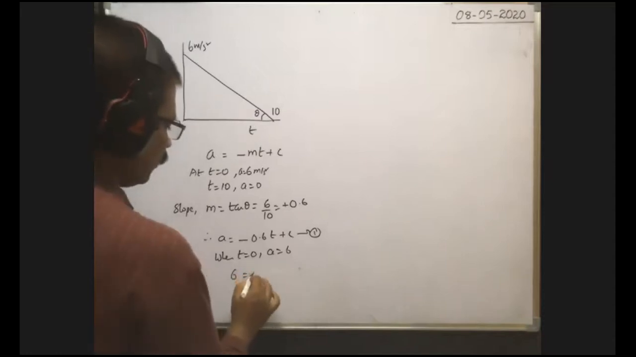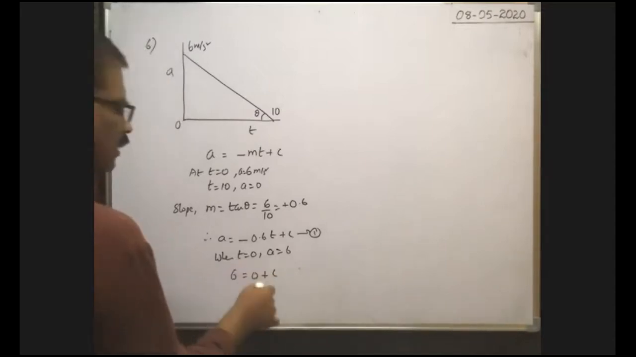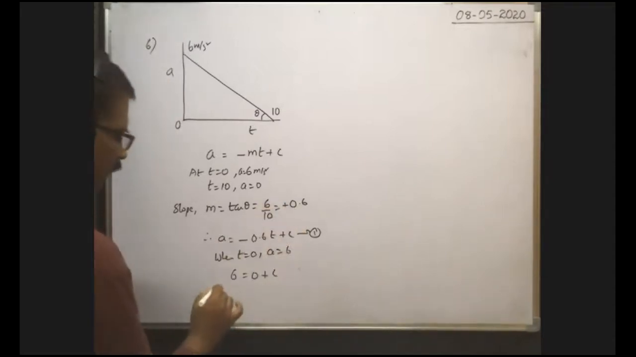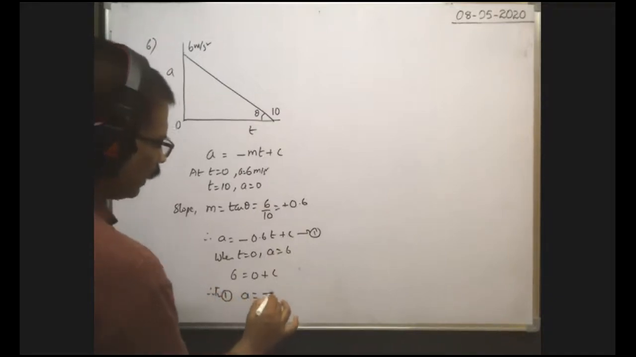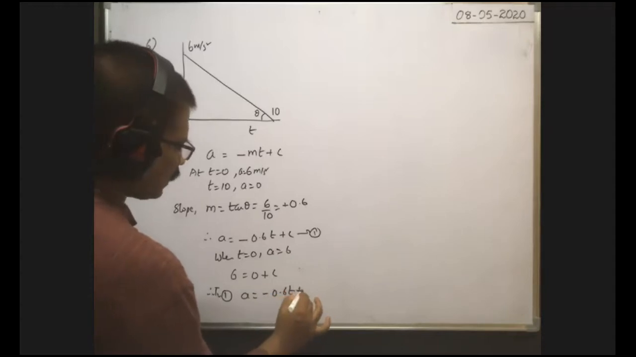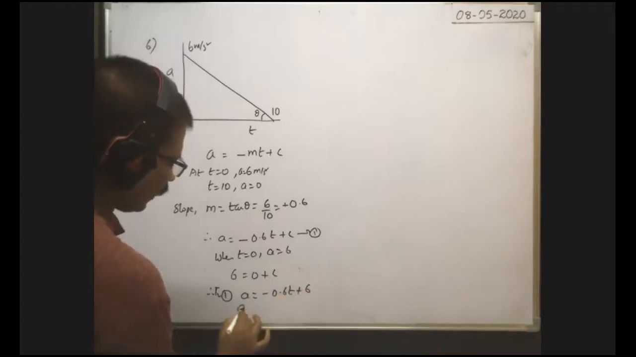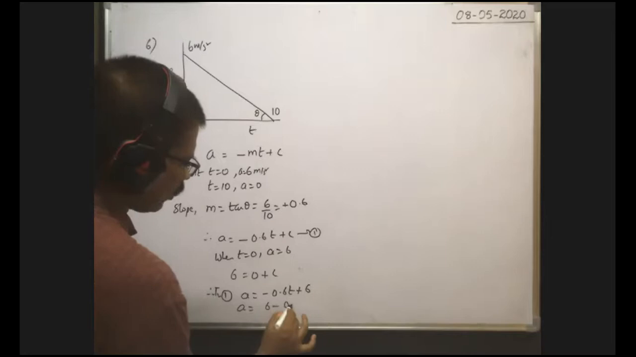It becomes 0 plus c. That means c is equal to 6. Now you substitute this c value in this equation. Therefore, from 1, a is equal to minus 0.6t plus c, which means 6. Therefore, a is equal to 6 minus 0.6t.